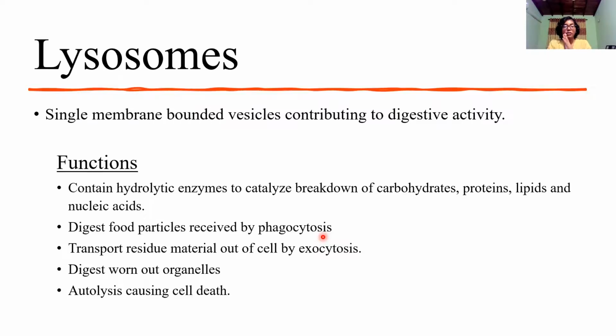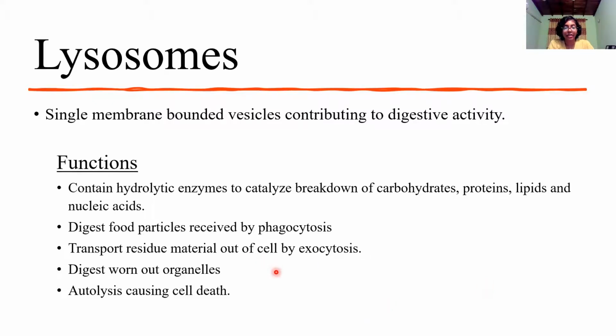So they digest food particles received by phagocytosis. How do they digest? They have this enzyme. When the phagocytosed particles get in, the lysosomes fuse with them, and the enzymes in the lysosomes help catalyze the breakdown of these particles.